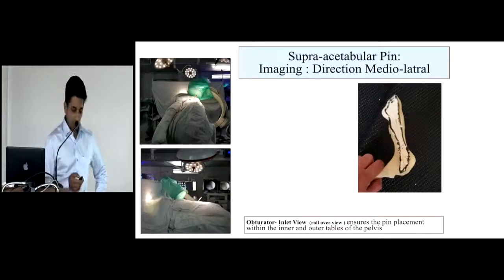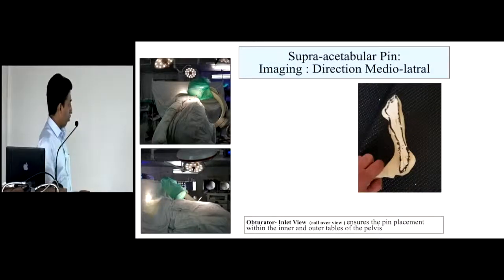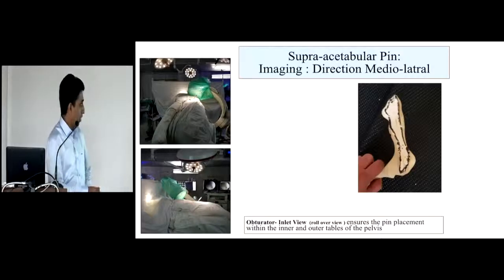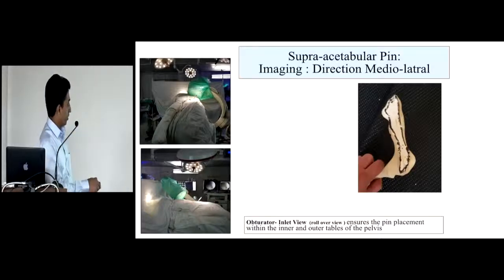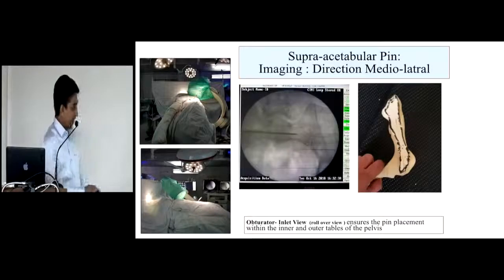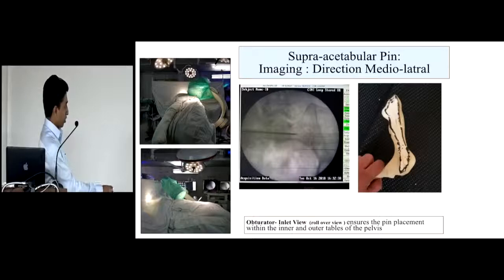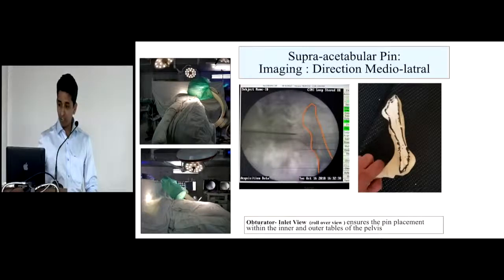The third view which we want to get is something called the rollover view. So this is again an obturator inlet view. By obturator I mean it is lateral to medial direction, and by inlet I mean a cephalocaudal direction. In that you can see the entire ilium in profile, along the axis, and you can get one view from AIIS to PSIS. So this corridor we can see in this view, and we need to see that our pin is going in that corridor in between the two cortices.